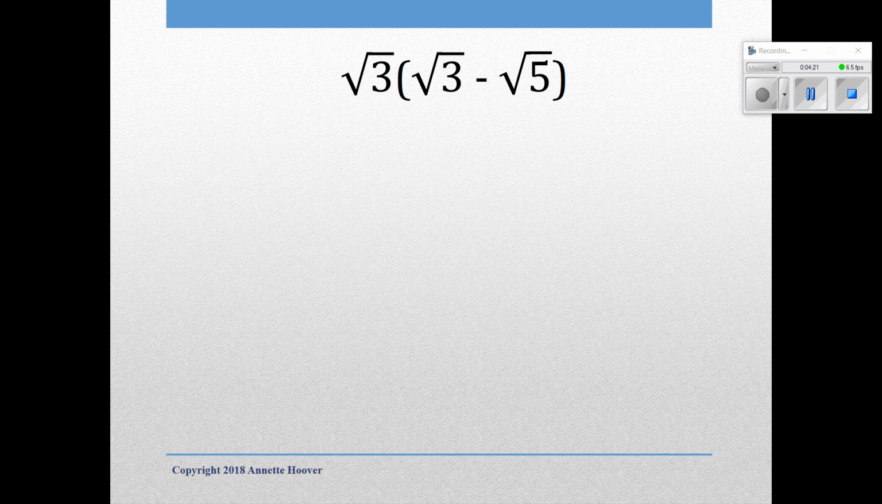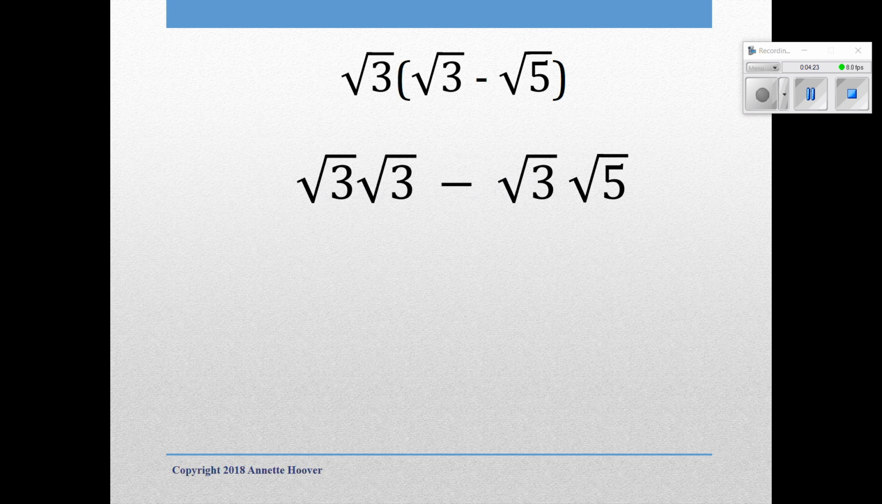Again, we have the distributive property here. So with the first one, we have the square root of 3 times the square root of 3. Then we have the square root of 3 times the square root of 5. The square root of 3 times the square root of 3 is the square root of 9. And 3 times 5 is 15.